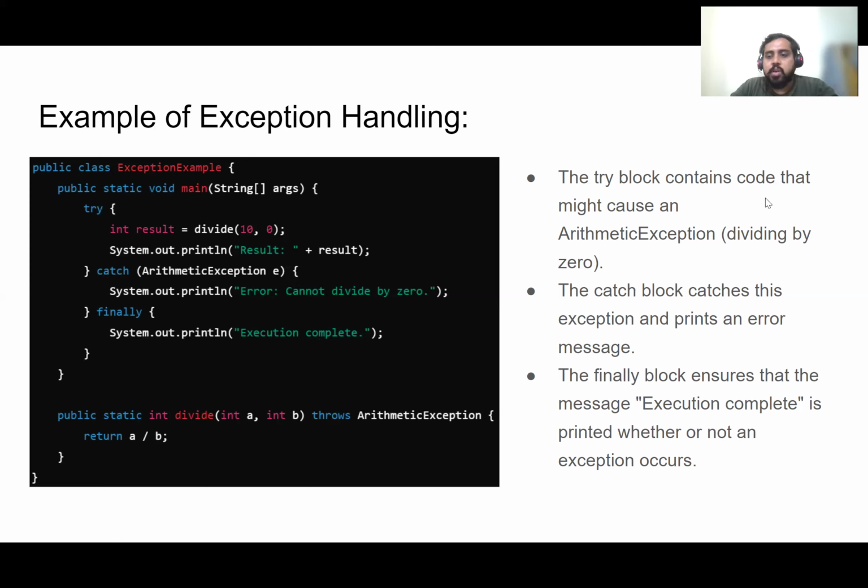The try block contains code that might cause an ArithmeticException. Suppose I'm dividing by 0, it might cause one. Okay, it doesn't always cause it.